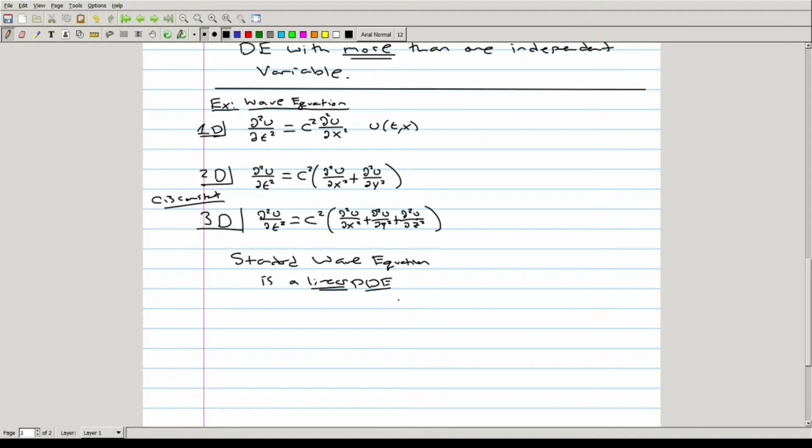And that is unless c is not constant. Unless c is something more complicated, like unless c is a function of u, ux, uy, uz, or ut. In which case it would not be a linear wave equation anymore. It would be a much more complicated PDE.